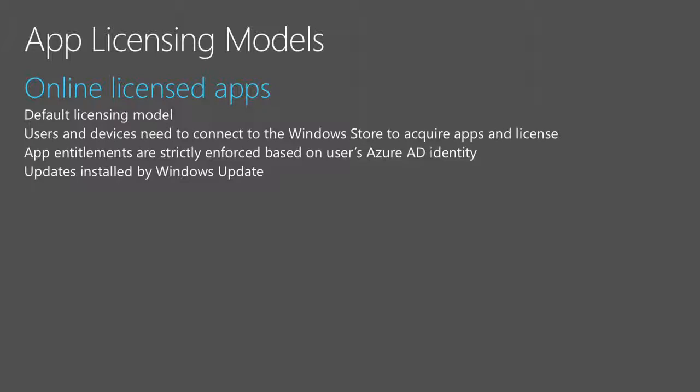So first is the online license applications. And really what I consider this is the default licensing model. If you take a look at the Windows Store and you acquire an application, just think about it as working the same way, except your users are using an Azure Active Directory identity to do that acquisition versus using a Microsoft account. So it's really the same. If you think Windows Store, I have to enter my MSA to get this application, effectively it's the same, but we're using Azure AD as the identity to acquire the application. And once again, in order to use an online license, your devices and users must be able to connect to the store services to actually get that application.